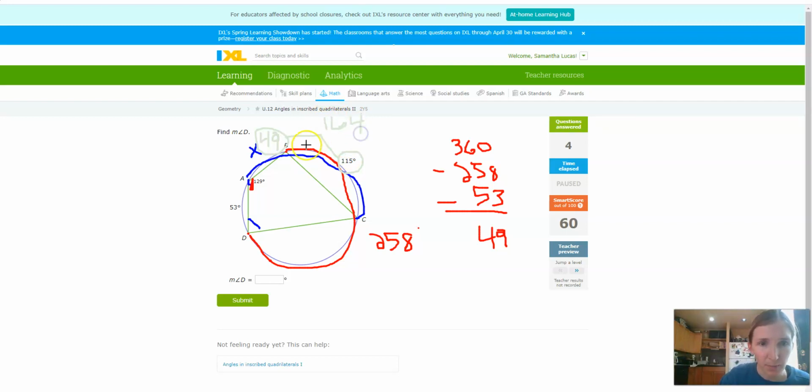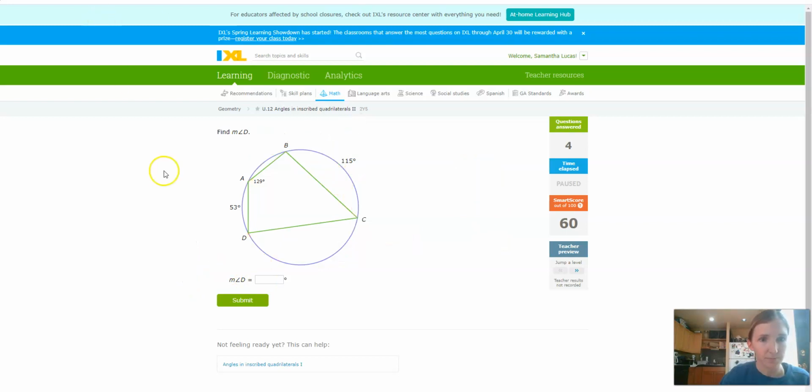So now I can just apply my inscribed angle rule. The inscribed angle is half of the arc. I know the arc is 164. So 164 divided by 2 will give me my angle D. So go ahead and do that in your calculator, and that should give you 82.